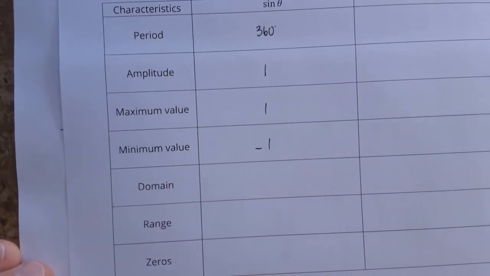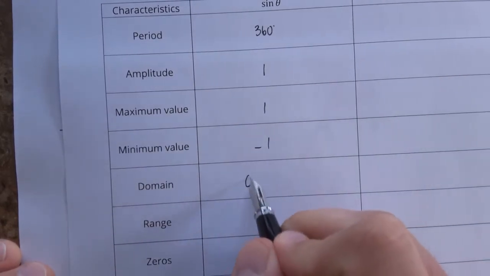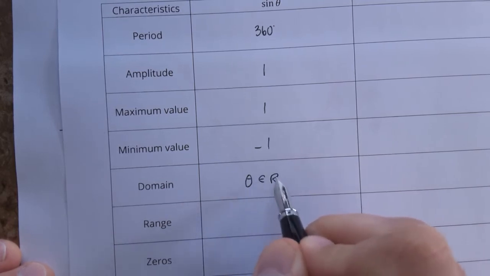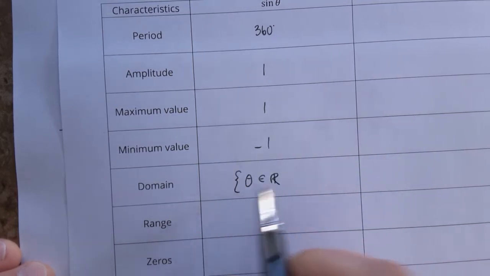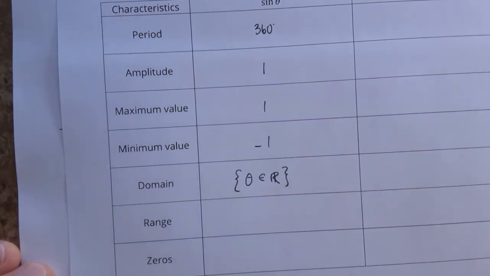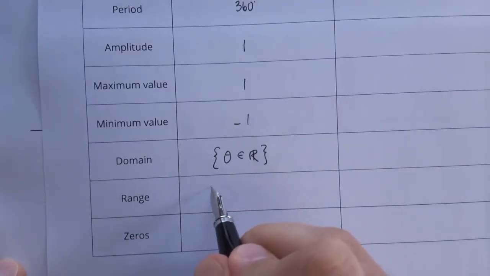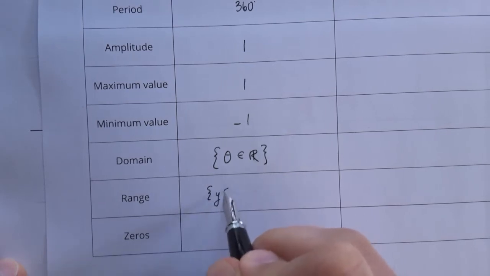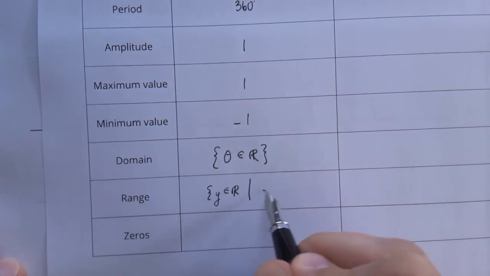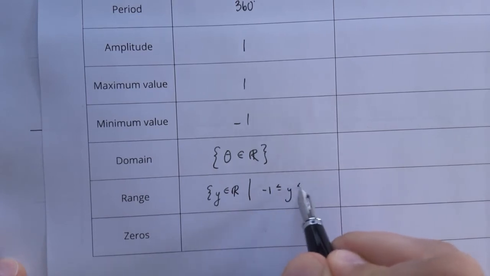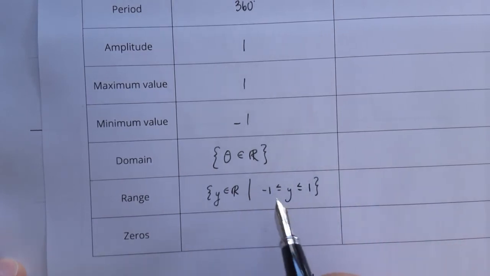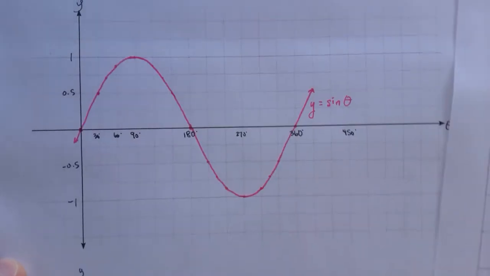Now, to describe the domain, theta can be any real number. So theta is an element of the real numbers. You can write it like this, or you can put it here. It's the set of all theta that are real numbers. The range goes from, as we said, -1 to +1. Those are y values. So the set of all y values that are real numbers such that -1 is less than or equal to y, which is less than or equal to 1. Notice that we're using a less than or equal to sign because it does hit +1 and it does hit -1.